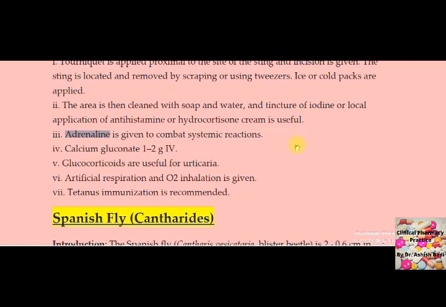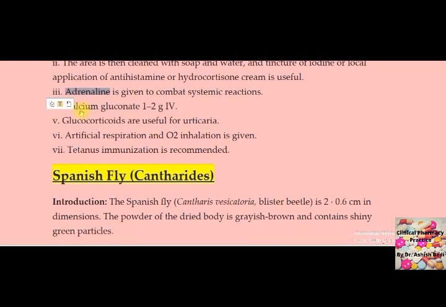Just give IV adrenaline to combat that systemic reaction, so that the patient does not enter into anaphylactic reaction. Okay, the feeling of pain and those sensations can be relieved with the help of calcium gluconate. Local swellings and all those things can be relieved with calcium gluconate, 1 to 2 gram IV. Glucocorticoids can help in urticaria also.